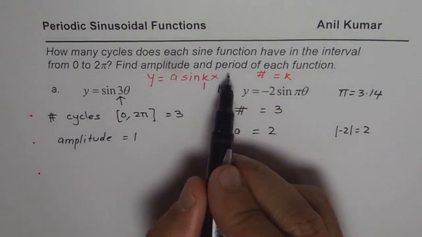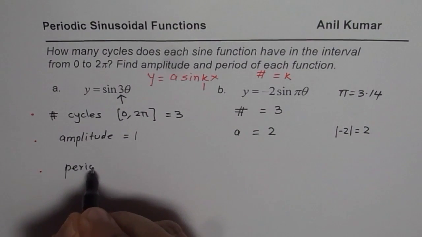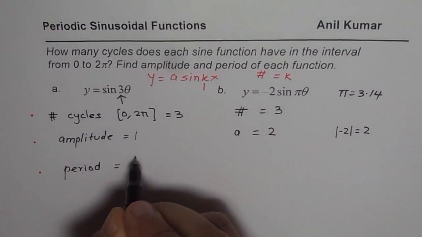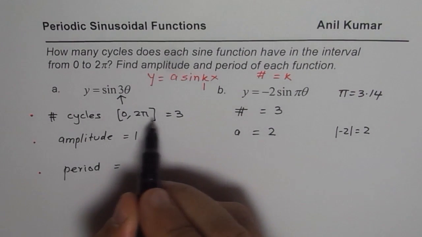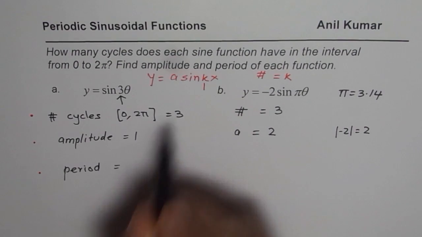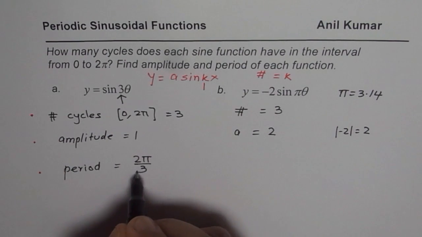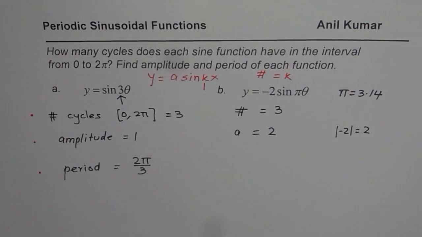Now let's get back to the period of each function. So how do you find the period? See, the number of cycles is 3 in 2 pi. So the time period for one cycle will be 2 pi divided by 3. So the period will be 2 pi by 3. That is the period for this particular function.